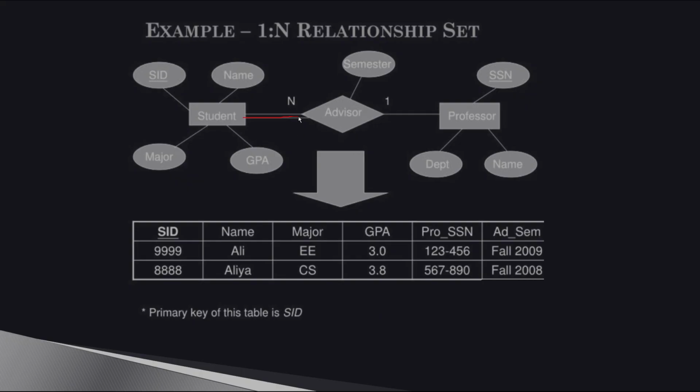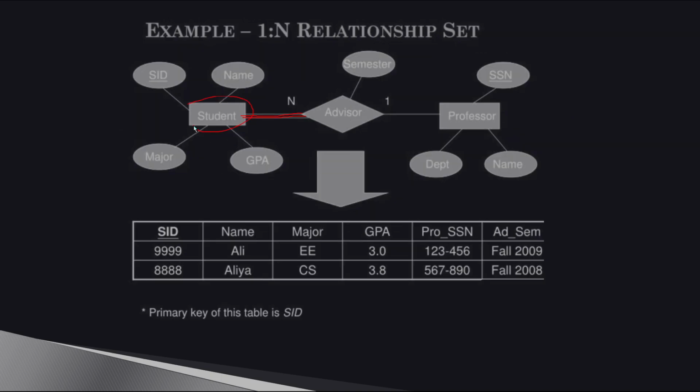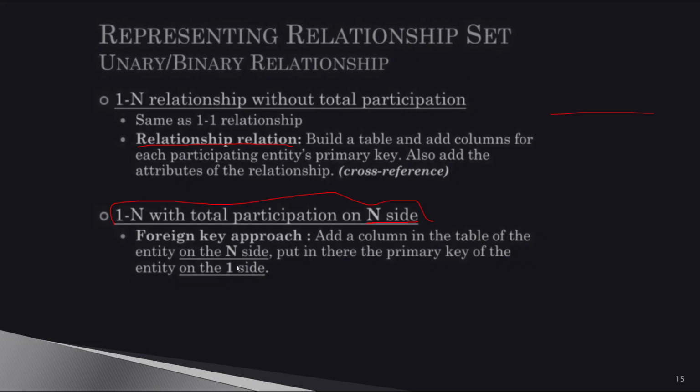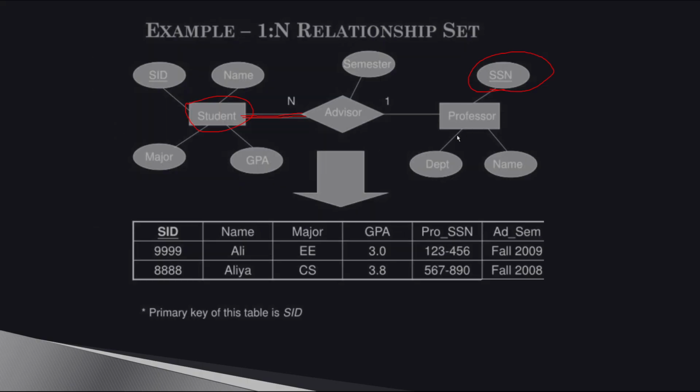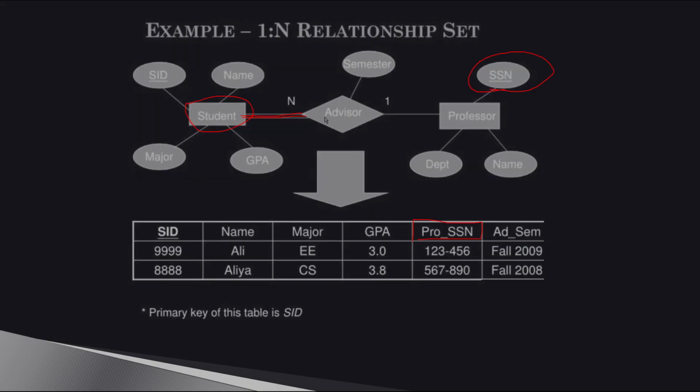So we have total participation on the end side, okay? What we're gonna do is we're gonna add on the end side, on the student table, an additional column for the primary key of the associated entity on the one side, the professor side, and that's this column. And you're also gonna add any attributes that the relationship has, in this case the semester. So you're gonna add that also as an attribute.